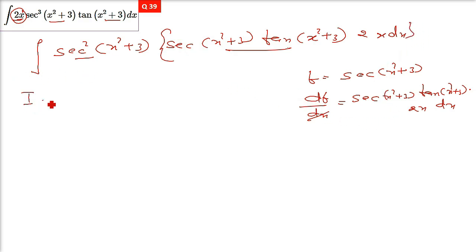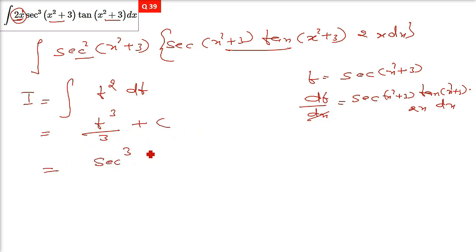And since we have taken sec of (x square plus 3) as t, directly t square will come, because sec square of (x square plus 3) is already there with us. So t square dt, it will be t raised 2 plus 1 divided by 2 plus 1, t cube by 3, plus constant of integration. This t is sec of (x square plus 3), and you have to cube it. So it will be sec cube of (x square plus 3), 1 by 3 will come here, plus constant of integration. That will be the final result.